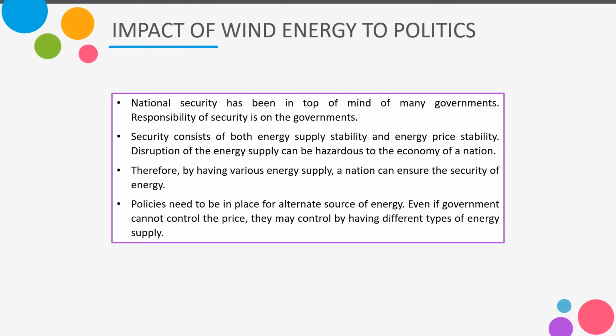National security has been top of mind for many governments. Responsibility of security is on the government. Security consists of both energy supply stability and energy price stability. Disruption of the energy supply can be hazardous to the economy of a nation. Therefore, by having various energy supplies, a nation can ensure security of energy. Policies need to be in place for alternate sources of energy. Even if government cannot control the price, they may control it by having different types of energy supply.